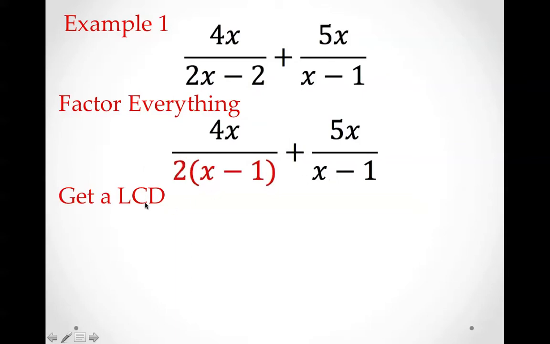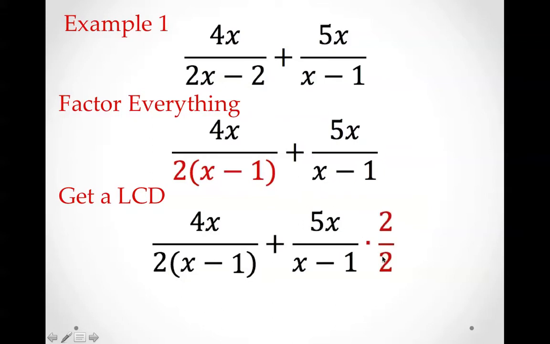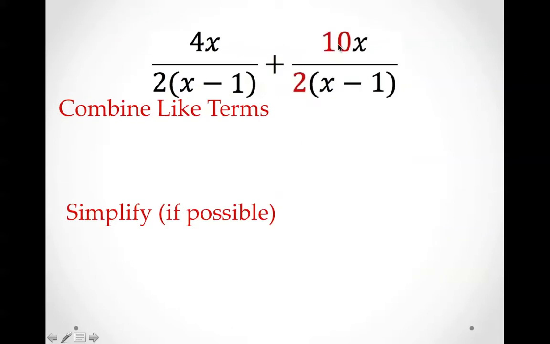Now you see we need to get an LCD, which means I need to figure out what this fraction does not have that this one does. You can see that I'm missing the 2, so I'll need to put a 2 on the right side to make it a least common denominator. Now I'll have to multiply the 2 times the 5x, and that'll get me this 10x up here, and then the 2 on the bottom with the x minus 1.